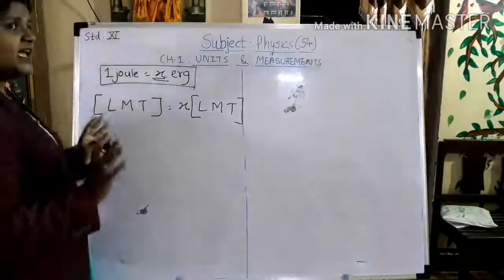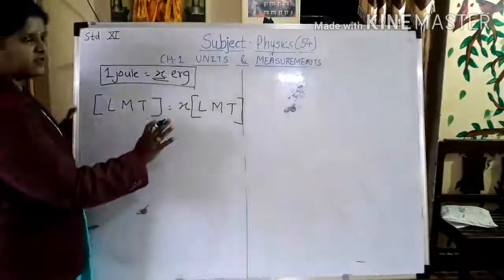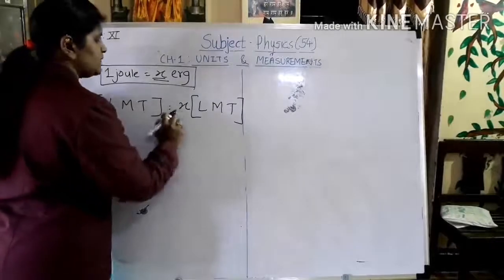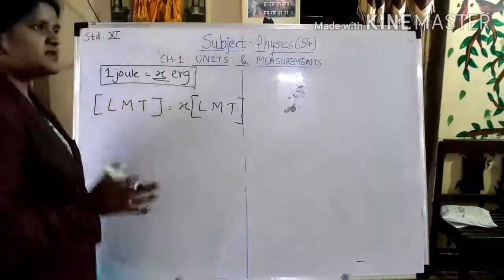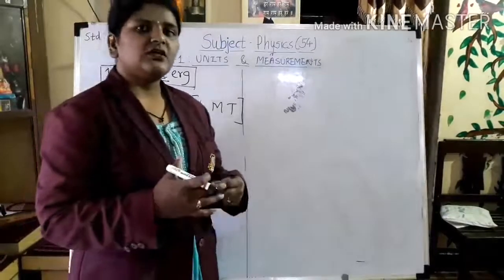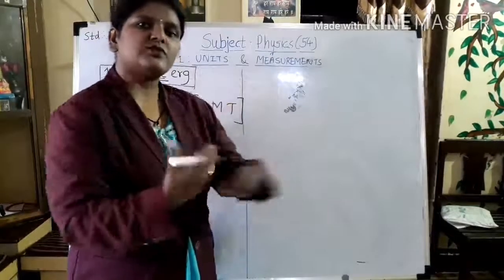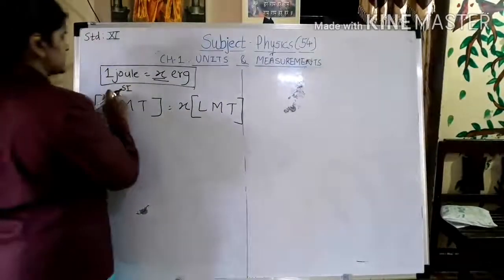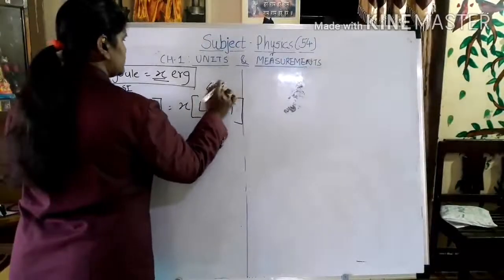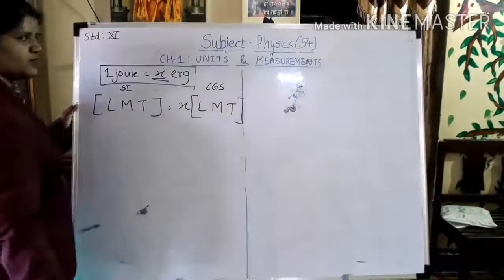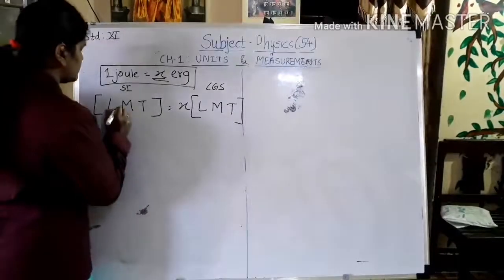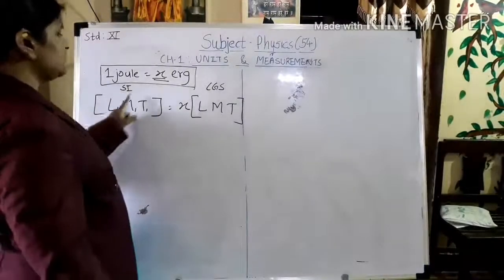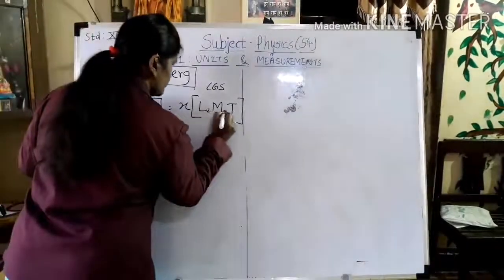Now, I haven't written dimensions, right? I haven't written anything. I just have the format, that is [L^a M^b T^c] = x [L^a M^b T^c]. As we said, we are going to find the conversion from one system to another. So at the LHS we consider the SI system of units, and at the RHS we consider the CGS system of units. I will distinguish between them by taking suffix 1 for SI and suffix 2 for CGS.